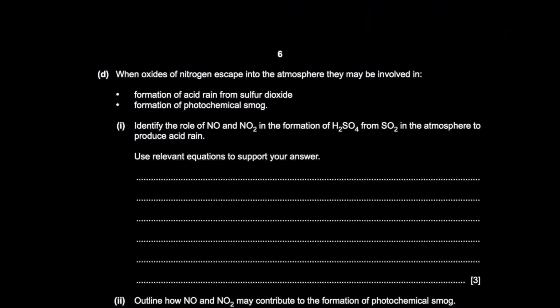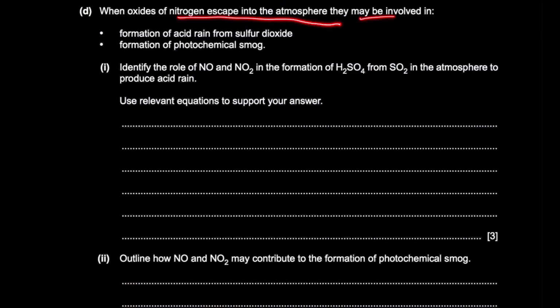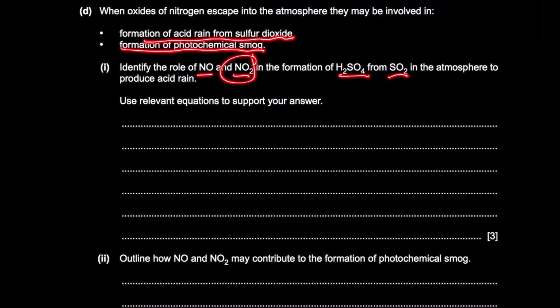When oxides of nitrogen escape into the atmosphere, they may be involved in formation of acid rain from sulfur dioxide or the formation of photochemical smog. Identify the role of NO and NO2 in the formation of H2SO4 from SO2 in the atmosphere to produce acid rain, right? So oxides of nitrogen, NO and NO2 are catalysts, right?